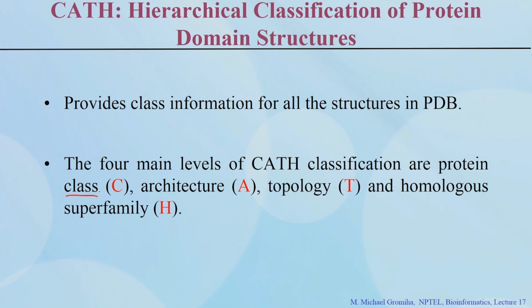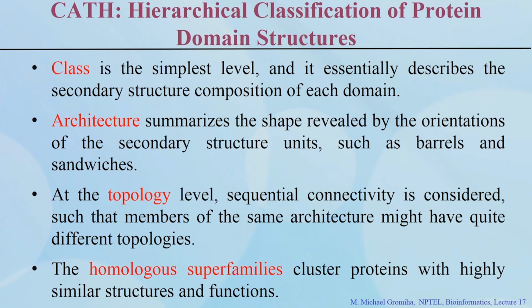Similar to SCOP, there is the architecture, the topology, and the superfamily. They use this word CATH, which represents class, A for architecture, T for topology, and H for homologous superfamily. So, what is C, what is A, what is T, and what is H? You see that class is the simplest level for different classes, just as we discussed.